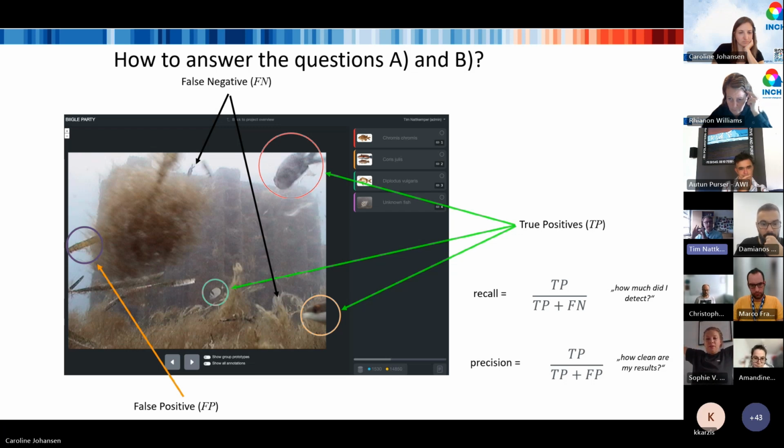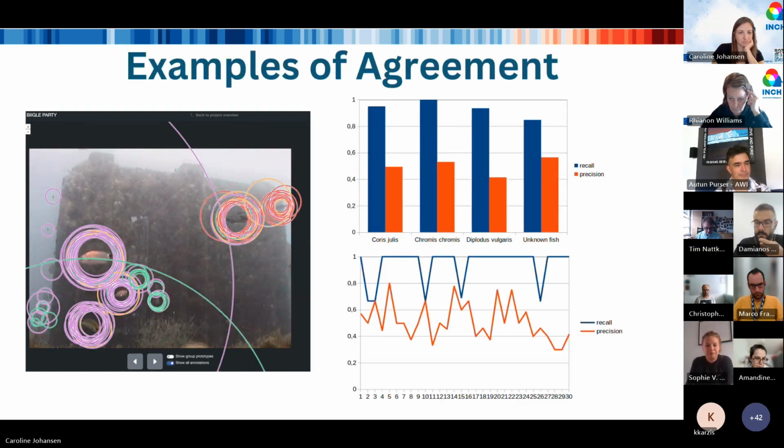So the recall is how much did I find or how much did I detect? And precision is how clean are my results? So next slide, please.